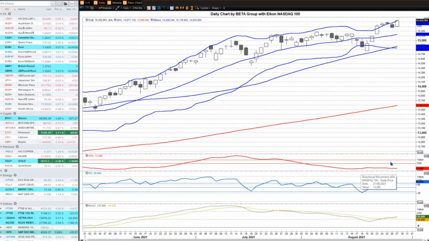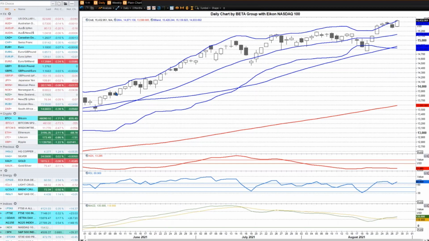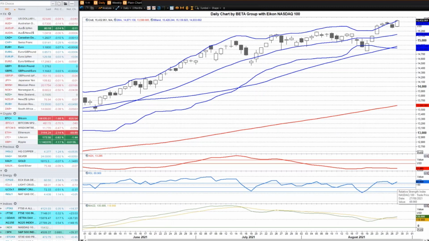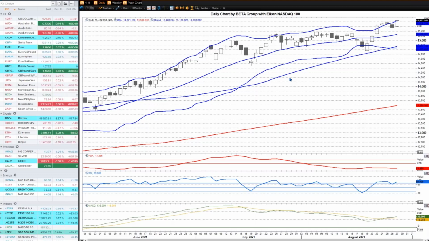The ADX is 13, which is a surprisingly low reading for a market that's moving up as strongly as that. The RSI is extremely strong. The MACD is very positive here too. So we really have to be honest and believe what we see here. It's a breakout, it's a break to new all-time highs.